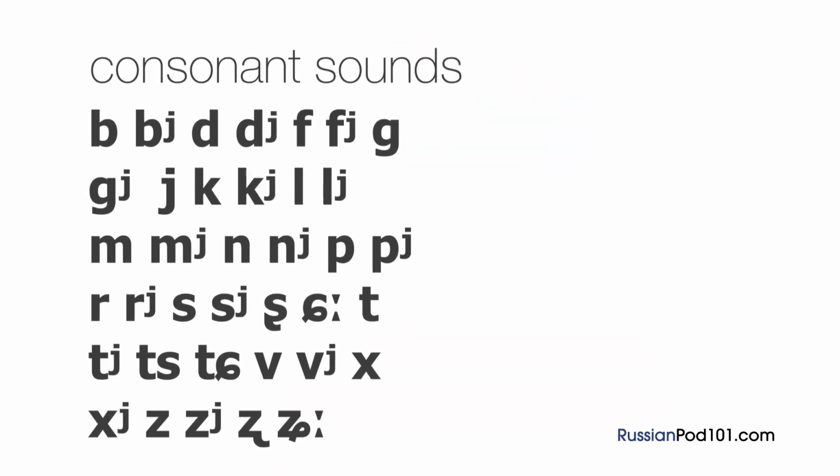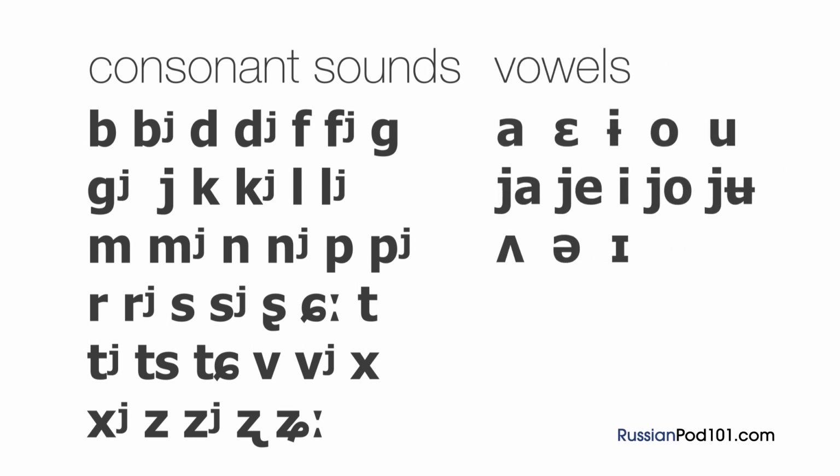As you're learning to speak correctly, you shouldn't concern yourself with all the letters. That's right, forget them. You care about the sounds of Russian, and here they are. There are 37 consonant sounds and 13 vowel sounds.